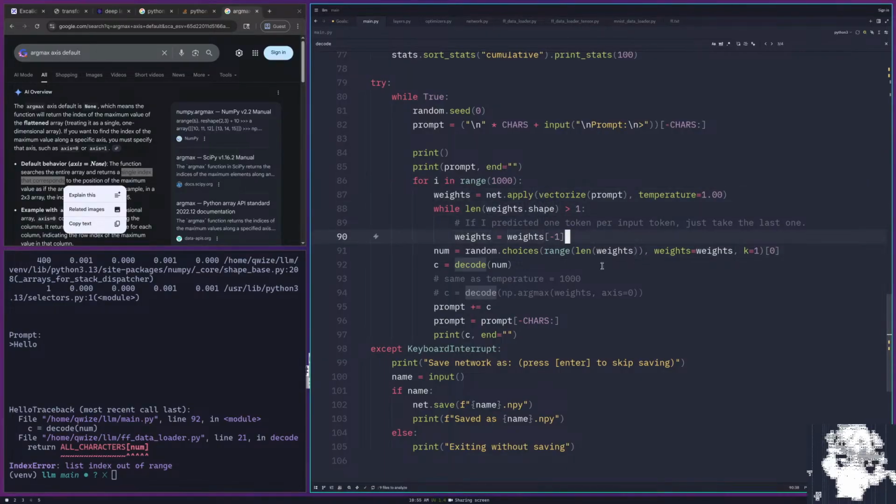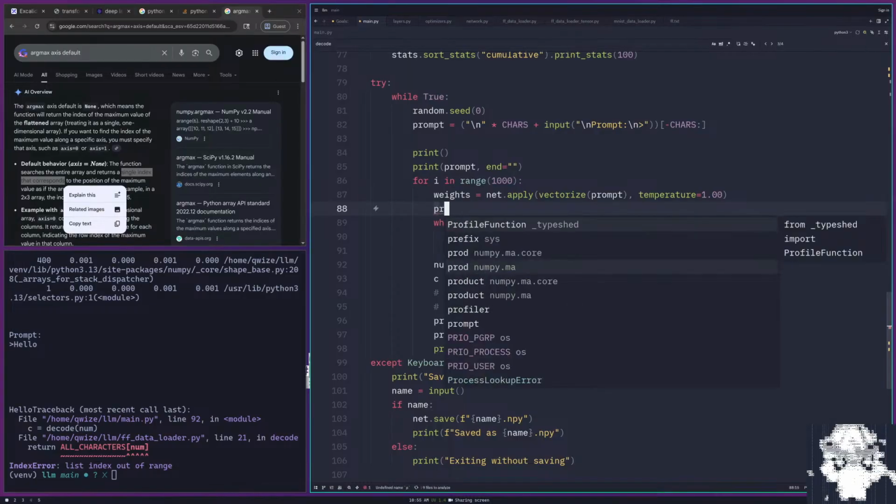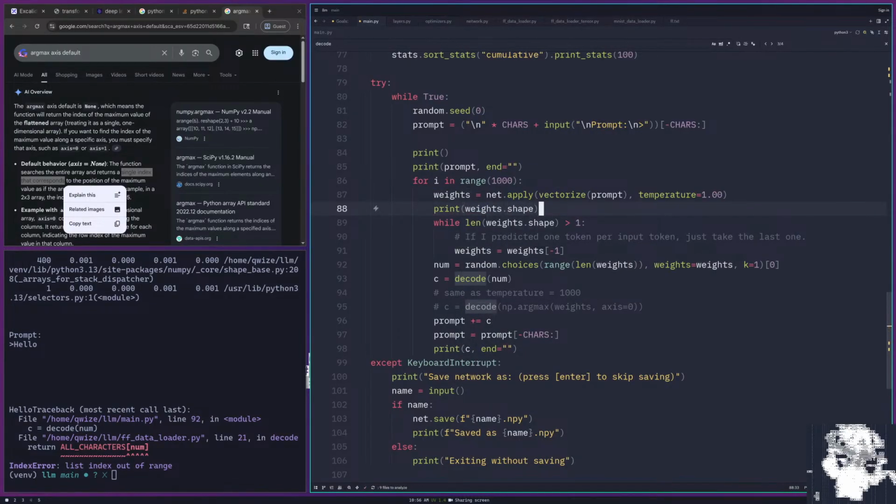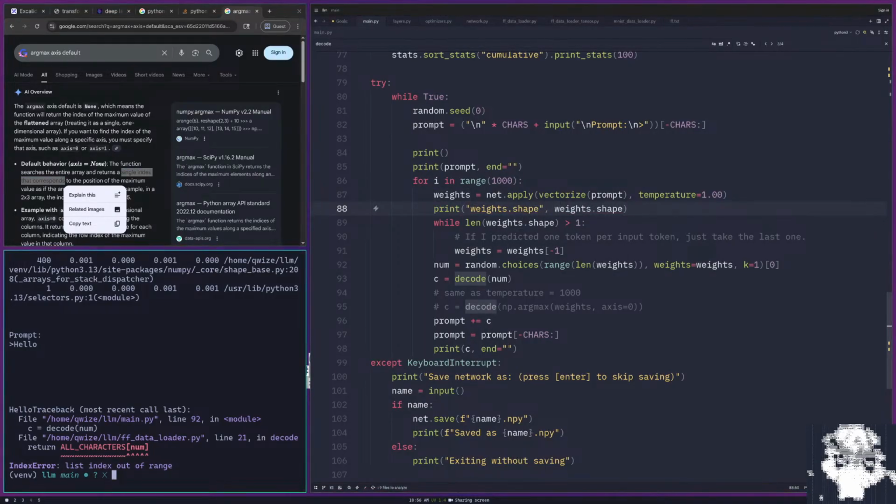Well, this doesn't... I don't know what this will do. I don't know if this returns a 2D thing. Print weights.shape. Let's find out. Okay.